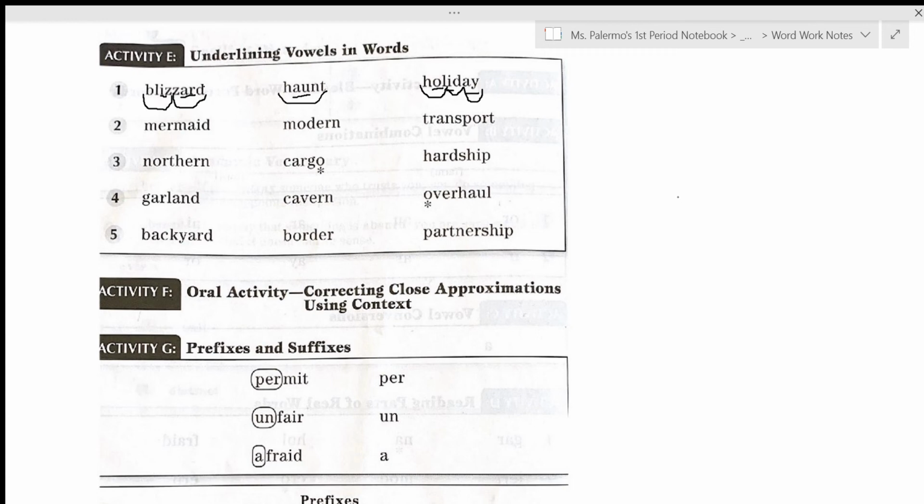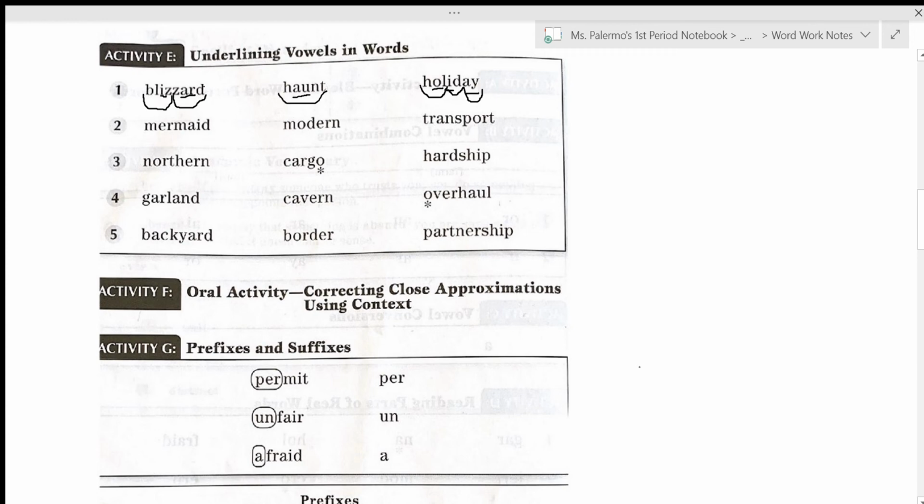Last word. Let me try that again, guys. Saying it the wrong way is kind of hard. Pollution. The river was dirty and full of pollution. What word should it be? Pollution. Great job with Activity F. Let's go on to Activity G.